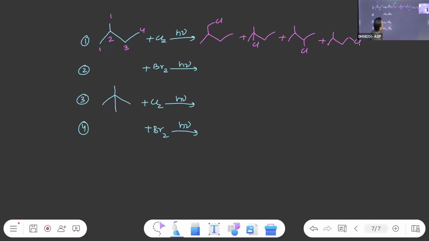The total number of products are 4. But in case of bromination, only 1 product, because tertiary hydrogen is present. That will be easily replaced by the bromine.